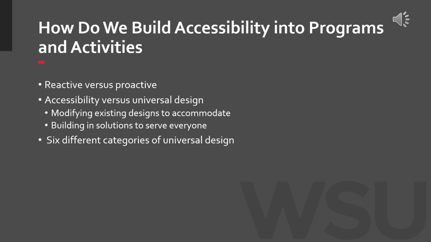Universal design is a concept and practice that involves designing environments, products, programs, and services to be usable by all people to the greatest extent possible without the need for adaptation or specialized design. This approach is proactive. Another way to look at this is accessibility often means modifying existing designs to accommodate individuals with disabilities, while universal design goes further. It aims to create inclusive solutions from the outset that serve everyone, including but not limited to people with disabilities.